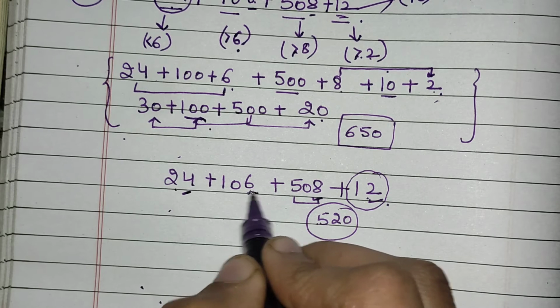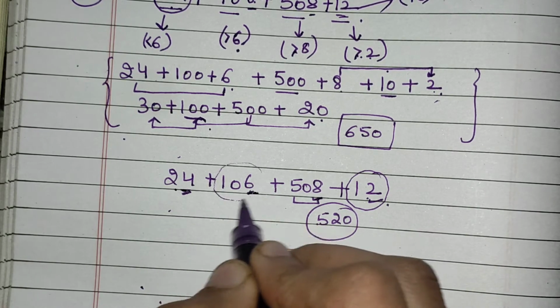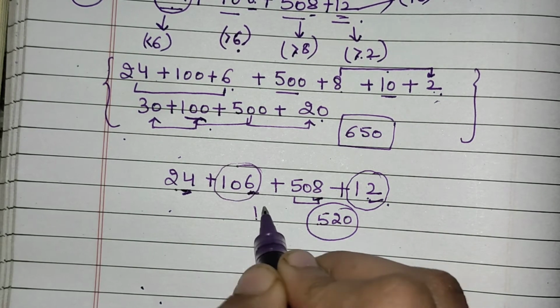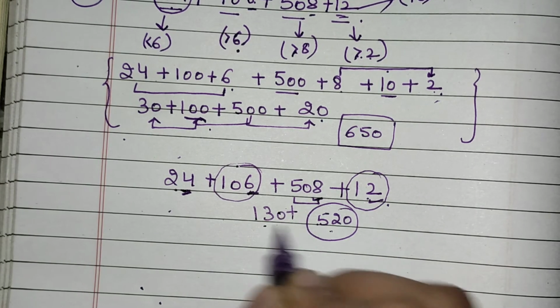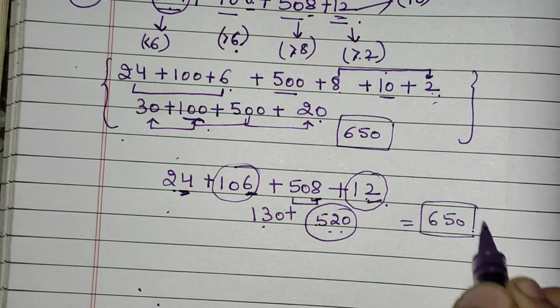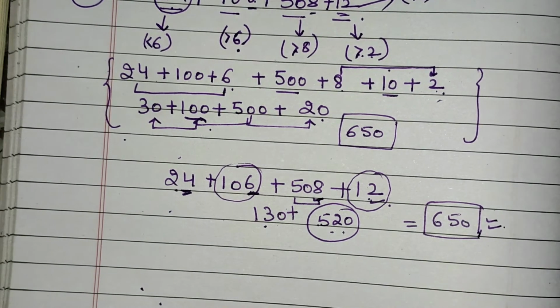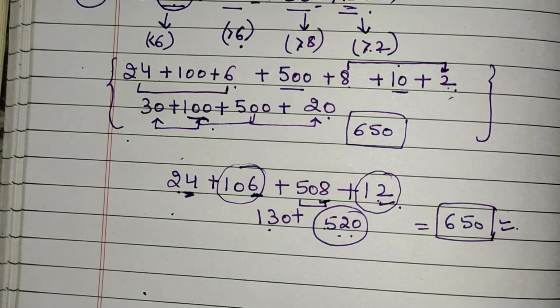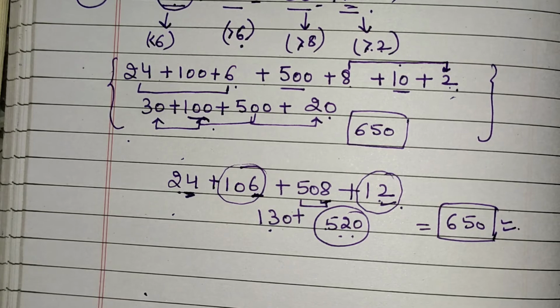So 24 plus 6 will give you 30 and 30 plus 100 will give you 130 and 130 plus 520 will give you 650. So the more practice you do on these questions, the more you will be able to solve them mentally only.